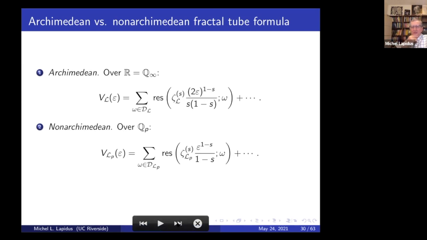All right, let me stop at this, and I will not talk about p-adic self-similar strings. That would be really a different talk. And the special case of the fractal tube formula for p-adic strings will be for a different talk. But those who want to see the slides can see that part. It's in this second part of the talk.